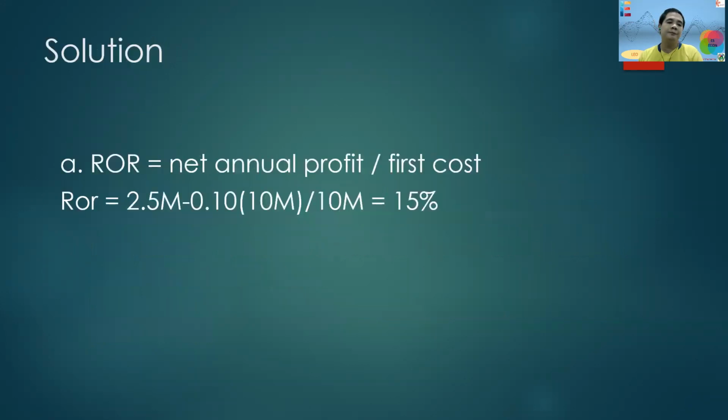By solution, ROR is equal to the net annual profit divided by your first cost. Your net annual profit is 10 million, right, minus the 10% annual maintenance cost, divided by the 10 million first cost. Therefore, your rate of return for the investment on a yearly basis is 15%.